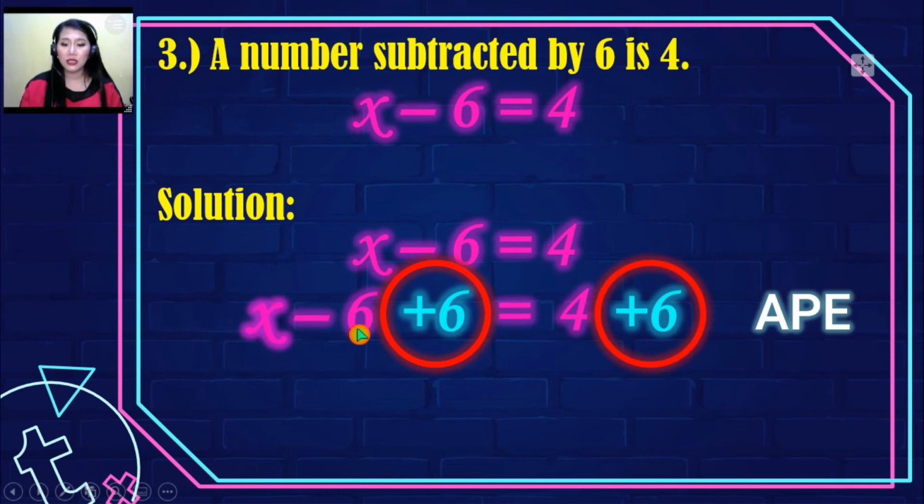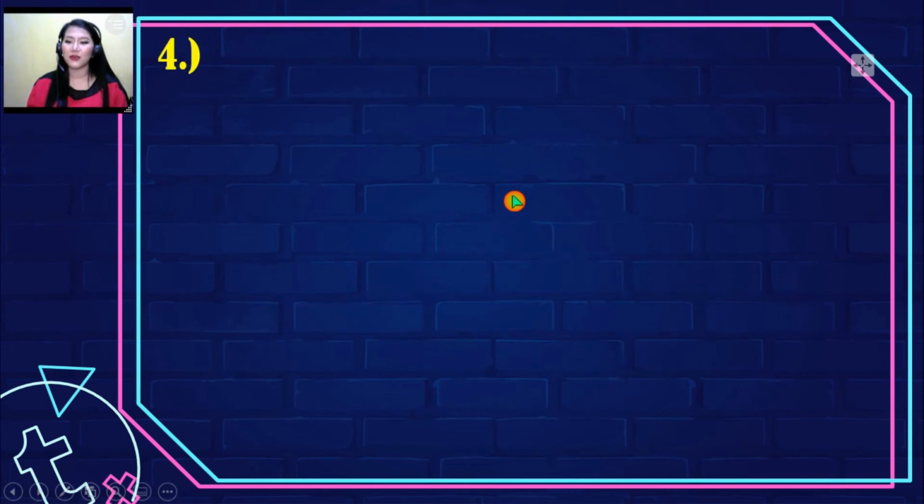And then, of course, solving this by typing it in your calculator, negative 6 plus 6. Okay, opposite sign, same number, that will be automatically 0. So, you just bring down x, and then copy x, equal sign, then solve for 4 plus 6. 4 plus 6 is equal to 10. Okay, so that's our final answer. Let's see kung tama nga ang sagot natin. 10 minus 6 is 4. Right. Next, number 4.